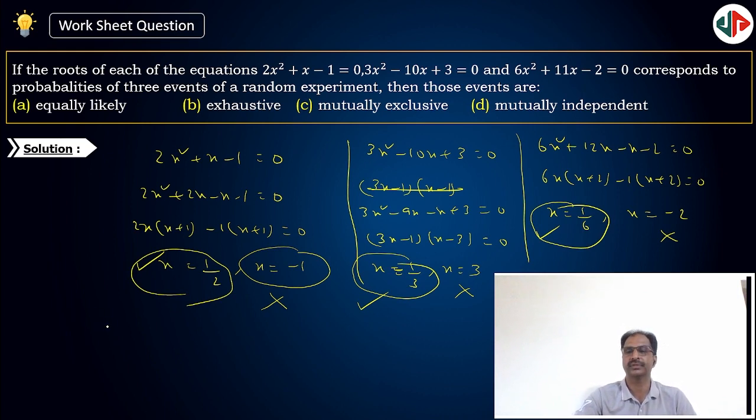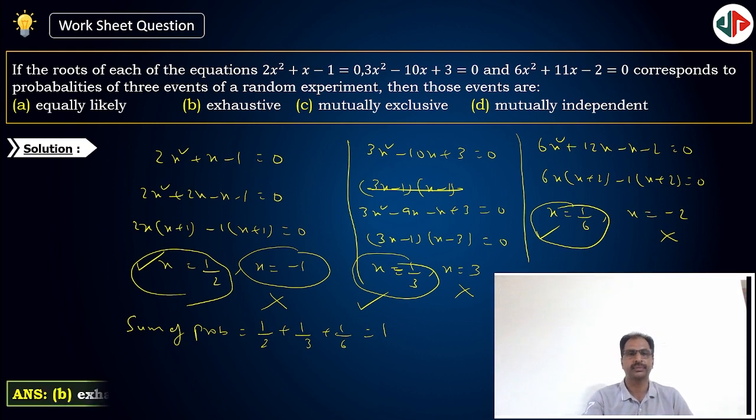Now, which type of events are those? What is the sum of probabilities? 1 by 2 plus 1 by 3 plus 1 by 6, which is 1. Sum of probabilities is 1, so they are exhaustive events. Option D.